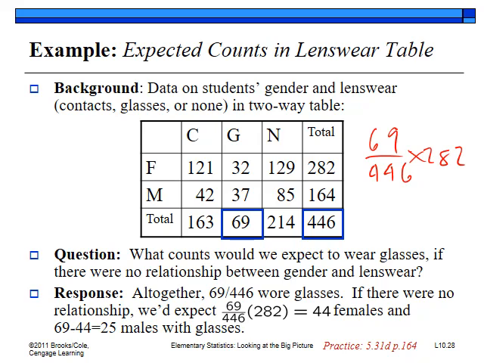And the other 25, which we can find by subtracting, notice the computation down here. If I know that there are 44 in the female and glasses column, that column has to add up to 69, so males with glasses must be 25. Now, that's the theory behind how we get these expected counts. On the next slide, I'll show you how to do this computation quickly.